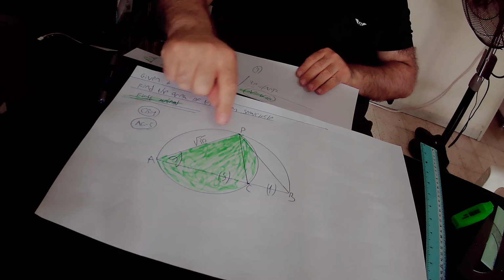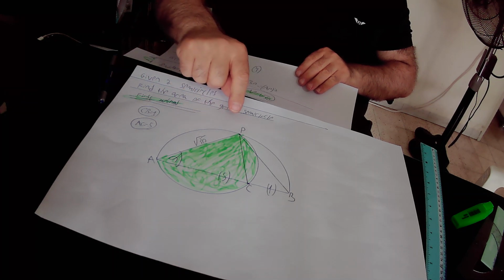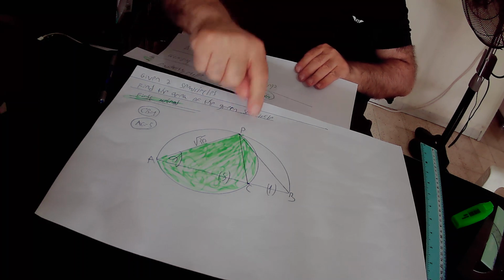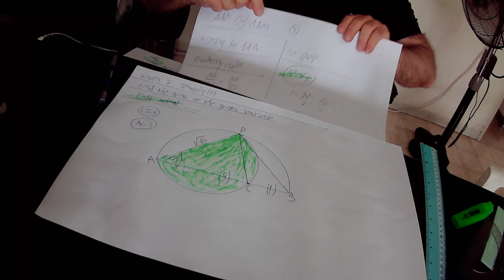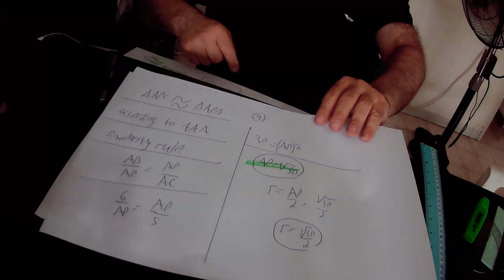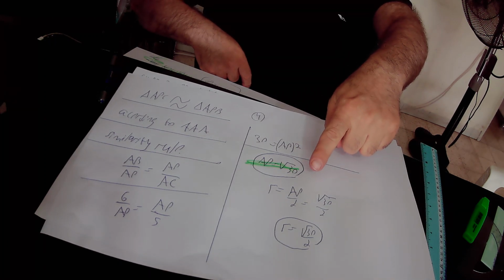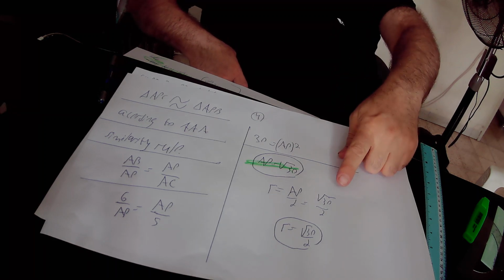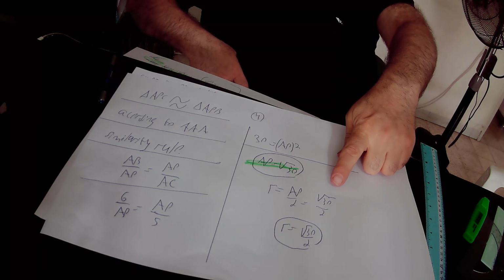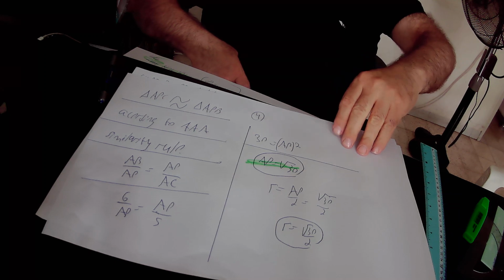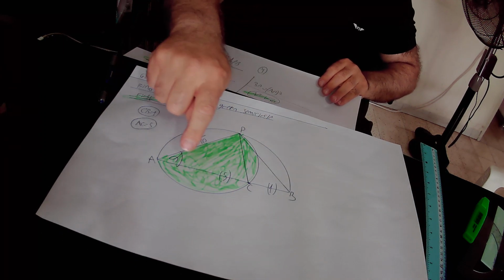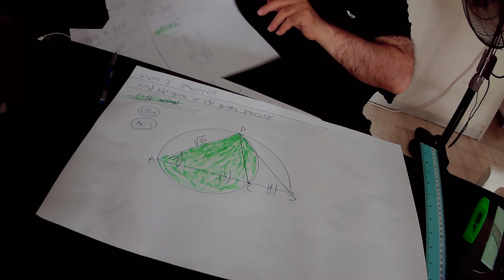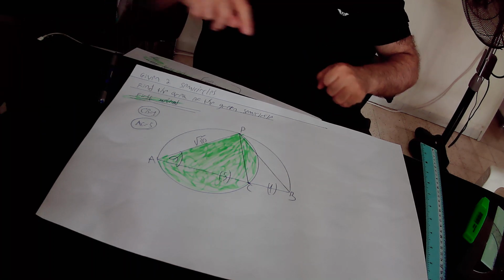AP is the diameter of this green semicircle, therefore the radius is AP over 2. The radius R is the diameter AP over 2. AP is equal to the square root of 30, therefore the radius is equal to the square root of 30 over 2. In conclusion, the radius R of this green semicircle equals the square root of 30 over 2. Our mission is to find the area of this green semicircle.